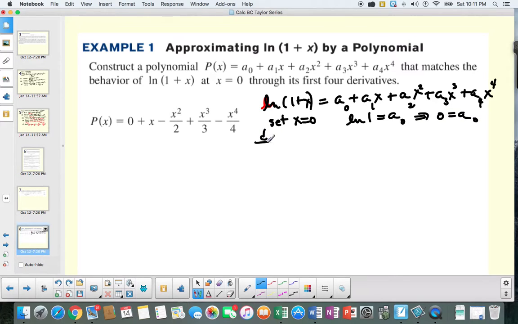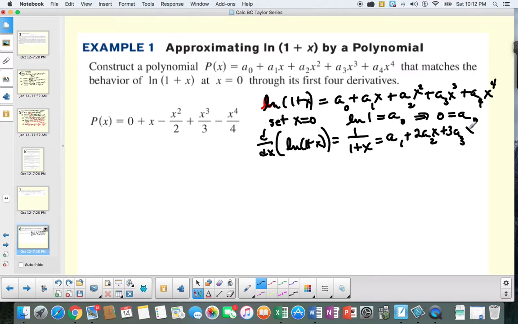Now I'm going to take the derivative of the natural log of 1 plus x, which is equal to 1 over 1 plus x, and that'll be equal to the derivative on the other side, which is a sub 1 plus 2a sub 2 x plus 3a sub 3 x squared plus 4a sub 4 x to the third. We're going to set x equal to 0, so this will be 1 is equal to a sub 1.